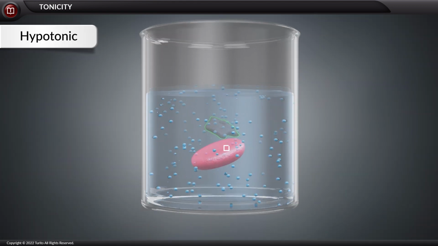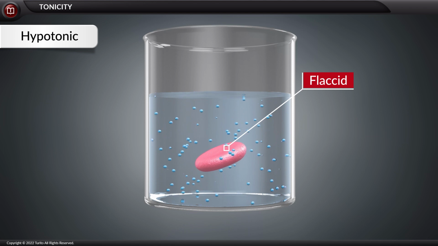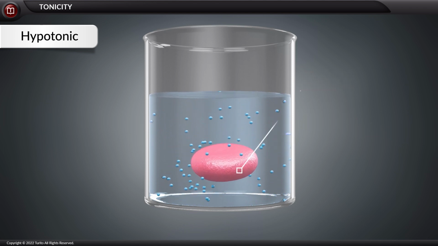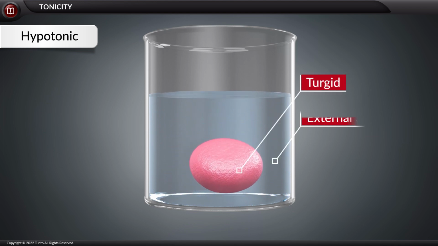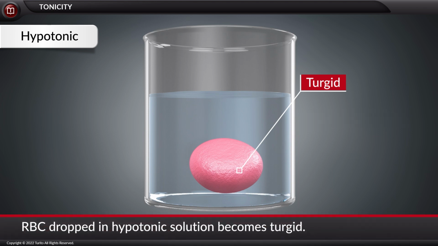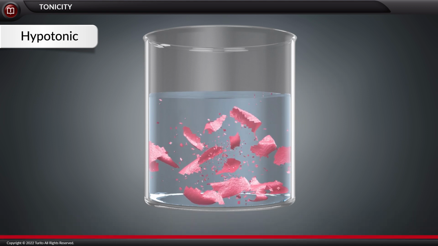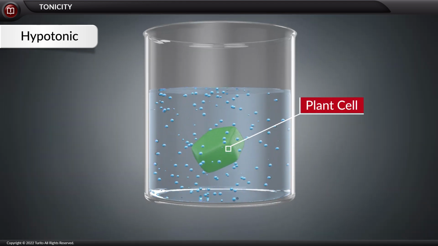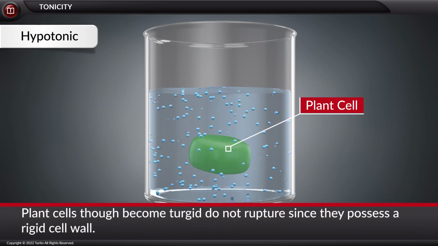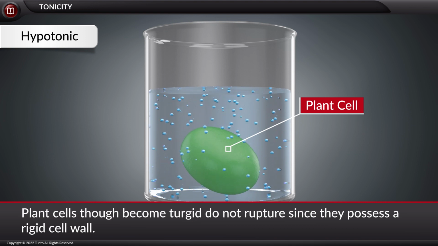Moving on, when a red blood cell is dropped into any hypotonic solution, there will be a net movement of free water into the cell from the external solution. As a result, the cell will engorge, become turgid, and eventually rupture to lose its contents. On the contrary, the plant cells usually do not rupture, but instead become turgid, since they possess a rigid cell wall.